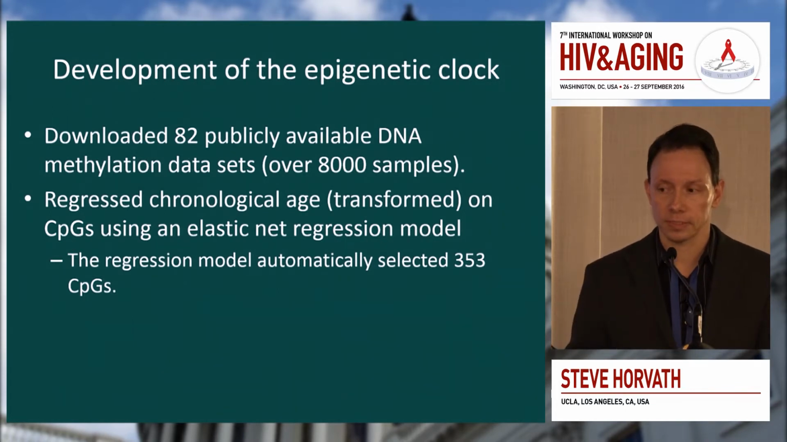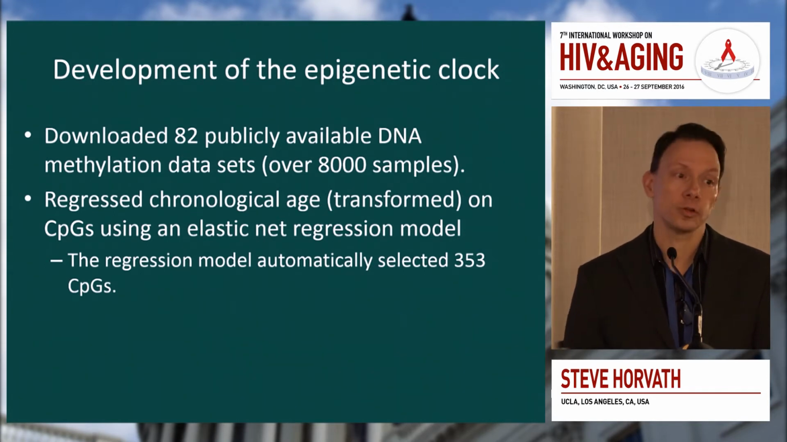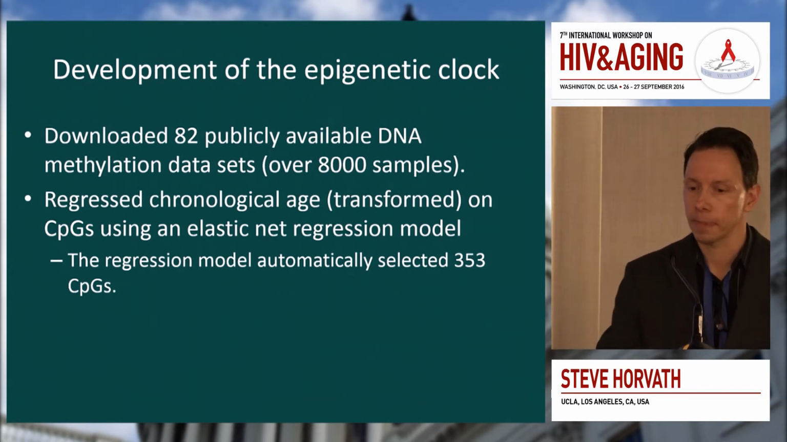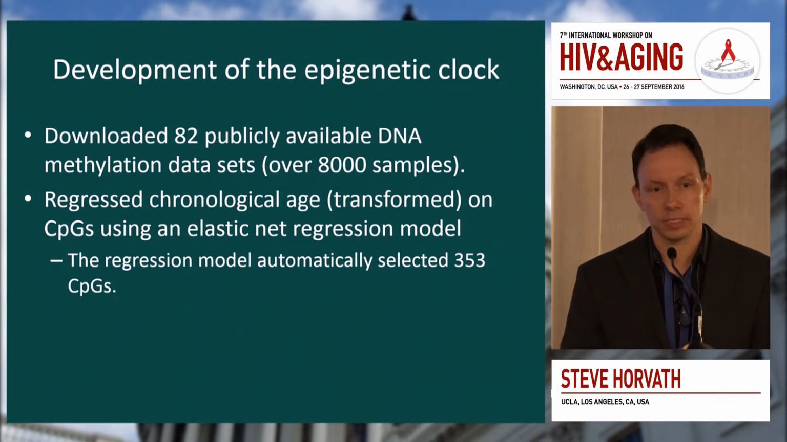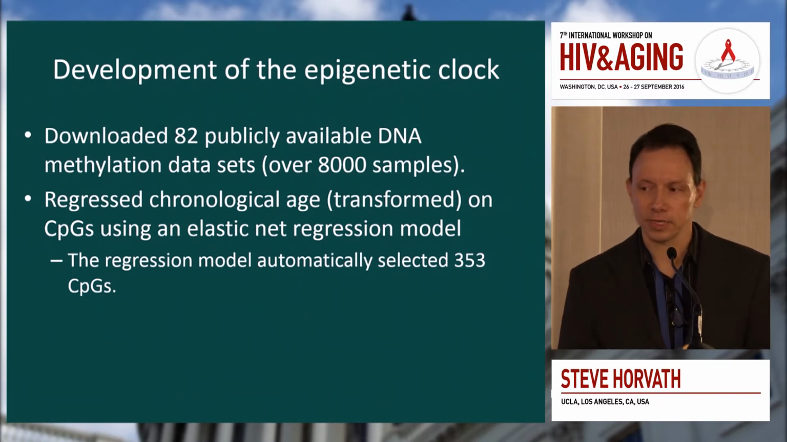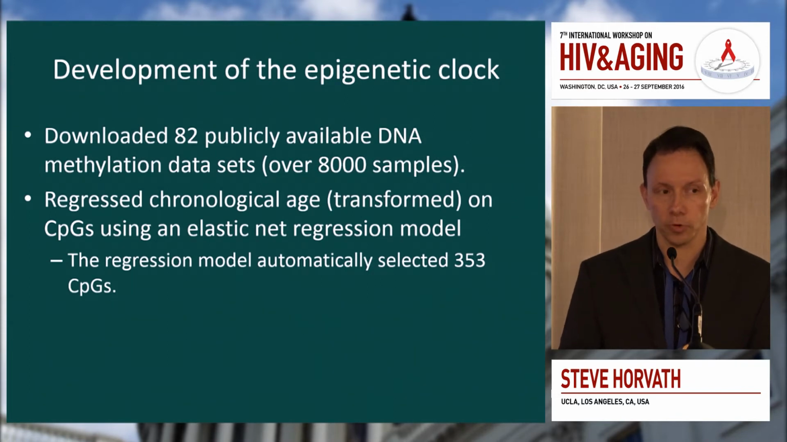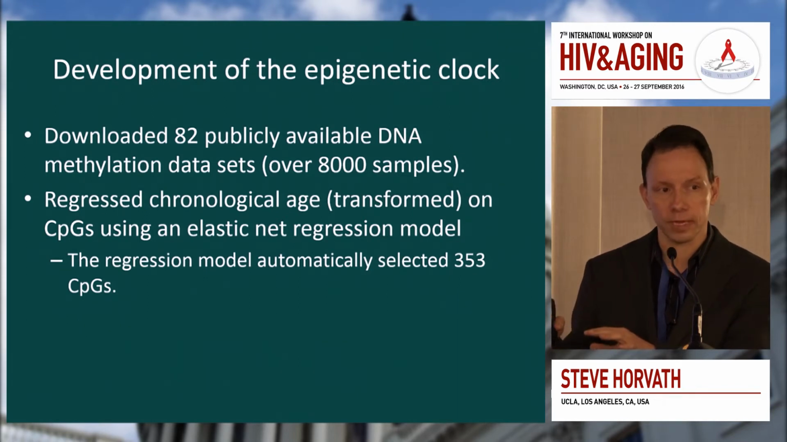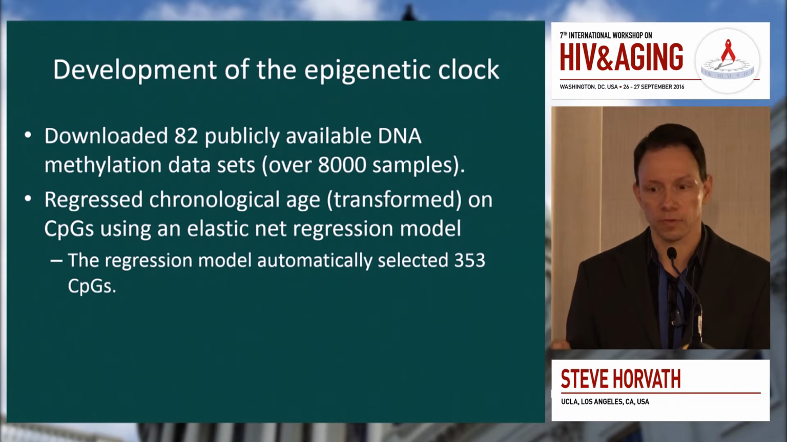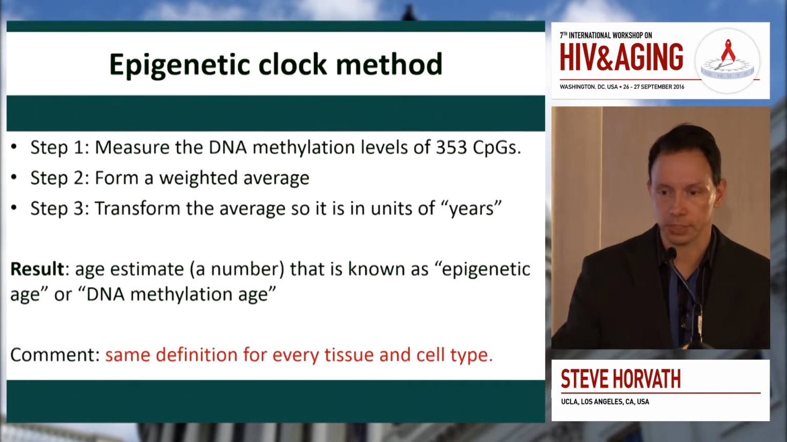193 of these CpGs tend to get hypermethylated with age, and 160 lose methylation as we age. But I want to tell you right away, when you look at these individual CpGs, most of them have a very weak correlation with age. So we have here a situation where the total is definitely more than the sum of its parts. Although individually these CpGs have small correlations with age, in combination they have a very strong correlation.